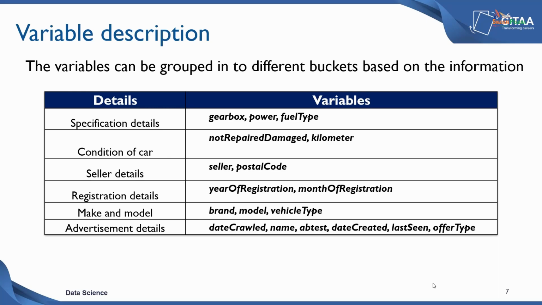So now let's look at which of these variables go into which of these buckets. Under specification details, we have gearbox, power, and fuel type. So specification details is exactly the specification details which are given with the car. Under condition of the car, you have not repaired damage and kilometer.